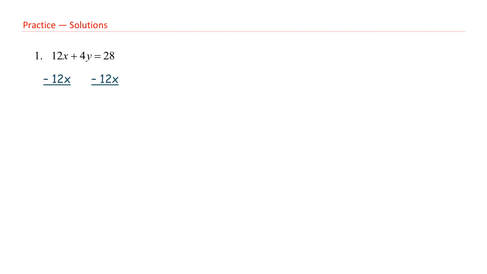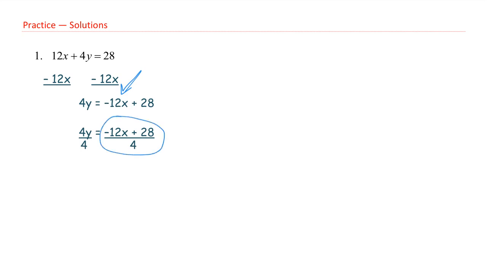After subtracting 12x from both sides, the equation looks like this. 4y equals negative 12x plus 28. And I want you to notice I intentionally wrote that so that the term containing x comes first. Now we're going to finish solving for y by dividing both sides by 4. When we divide both sides by 4, it creates a big ugly looking fraction over here. Negative 12x plus 28 all over 4.